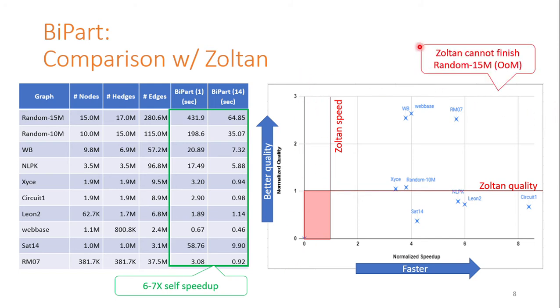Now first, note that Zoltan cannot finish the largest graph we tested, random 15 million, because it runs out of memory. Second, ByPart doesn't have any points dominated by Zoltan in both runtime and solution quality. Actually, ByPart always runs faster than Zoltan, but solution quality varies input by input due to graph topology.